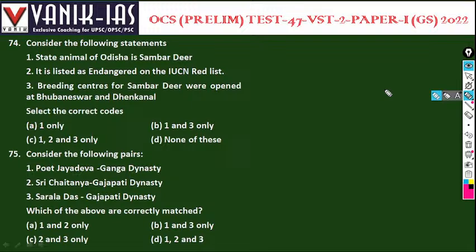The state animal of Odisha is the sambar deer. It is listed in the IUCN Red List. Sambar deer. Breeding centers of sambar deer are open in Odisha and Deccan. The first statement is right.